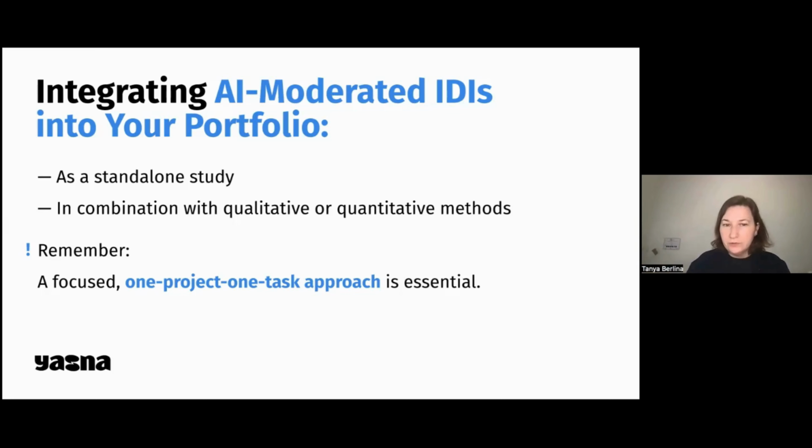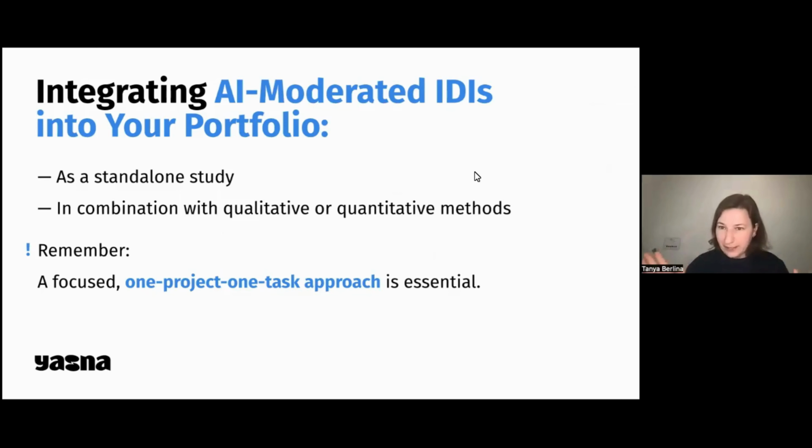I will give you certain examples, but before, I need to remind you that it's very important to use the approach that is focused, one project, one task approach. It is really important because let me remind you that the communication between AI moderator and the respondent is in the chat. So it's a one-on-one chat, and people reply with text or with voice. And we see, based on our experience, that people are enthusiastic and engaged for 15, maximum 20 minutes.